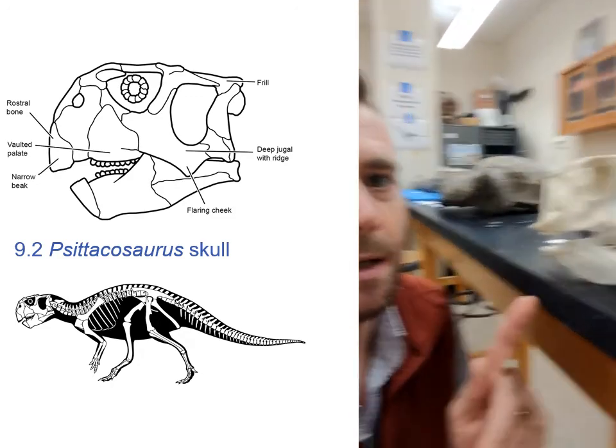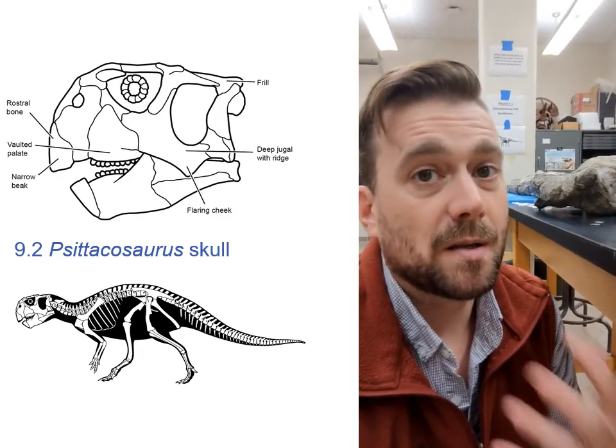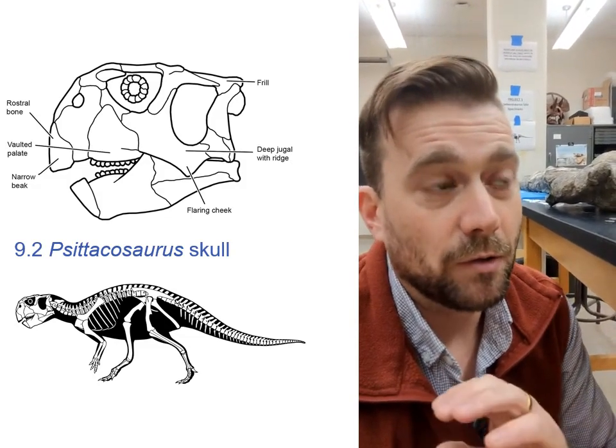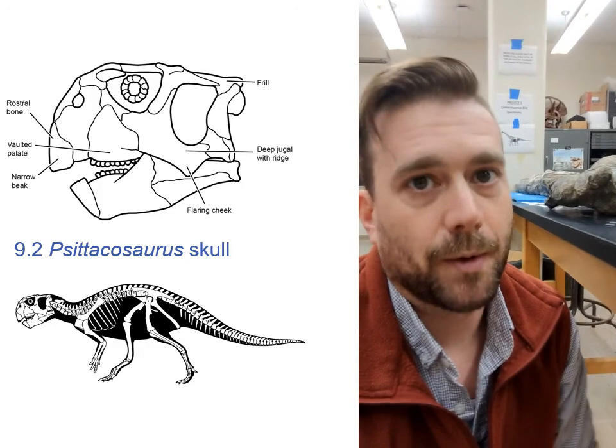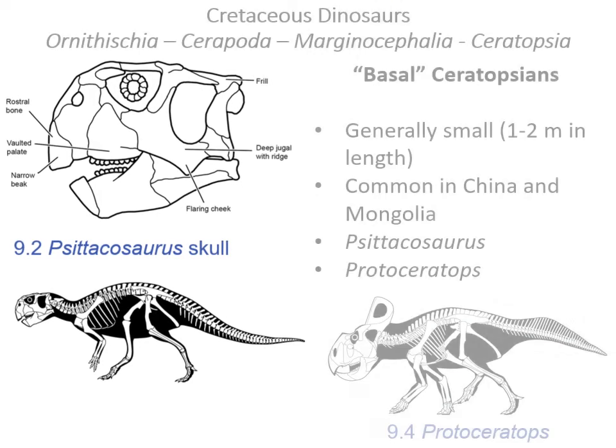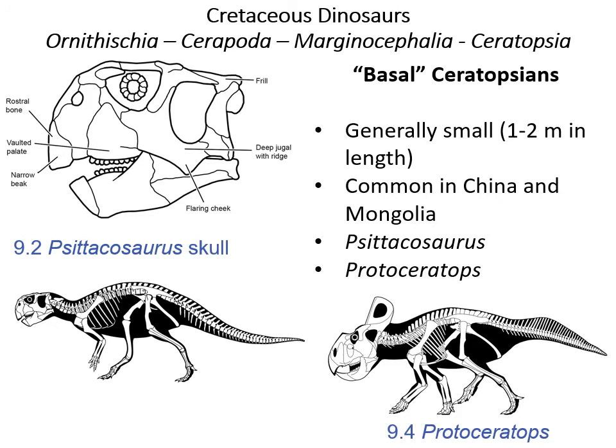But this was just the beginning, because from Psittacosaurus, we saw ceratopsians diversify to some incredible lengths and incredible shapes throughout the Cretaceous period. Basal ceratopsians are generally pretty small, only about 1 to 2 meters in length. If you had to choose a dinosaur as a pet, these would make pretty good candidates. They're very common in China and Mongolia, and it may be there where some of our earliest ceratopsians are starting to evolve. As I mentioned before, psittacosaurs are incredibly common, but so is our other early ceratopsian, Protoceratops.